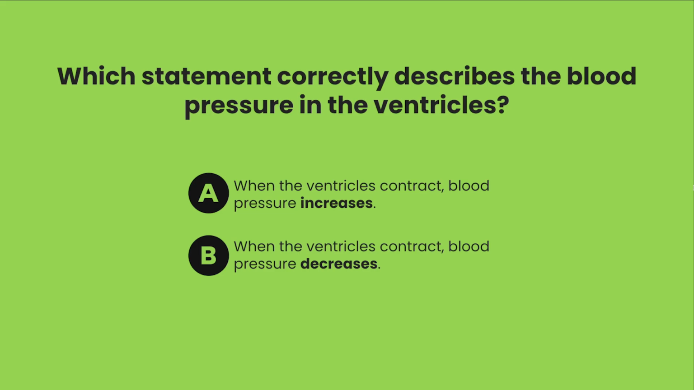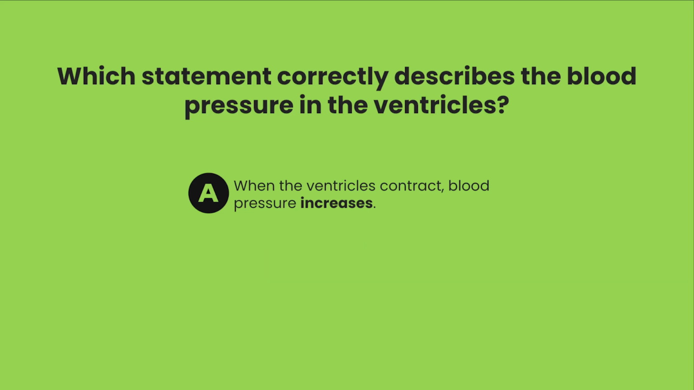Which statement correctly describes the blood pressure in the ventricles? Is it A, when the ventricles contract, blood pressure increases? Or B, when the ventricles contract, blood pressure decreases? The answer is A. When the ventricles contract, blood pressure increases.